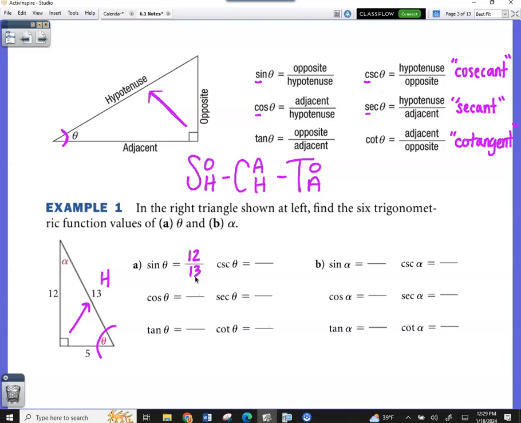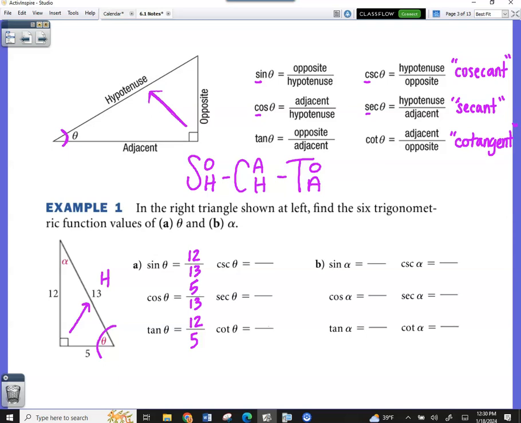All right, cosine of theta. Adjacent over hypotenuse, so what would it be? 5 over 13. Tangent theta: opposite over adjacent, 12 over 5. If you can get those 3, and of course I would double check them, I have seen people mess up because they just went through it too fast.